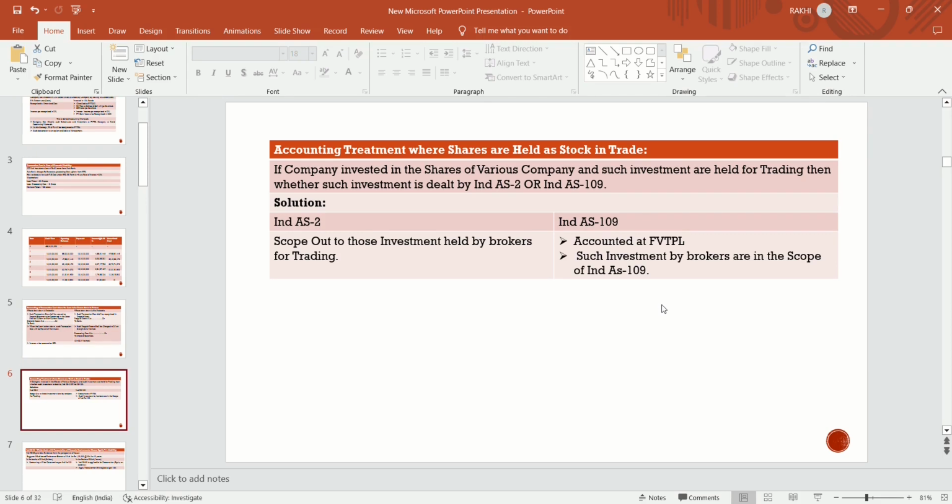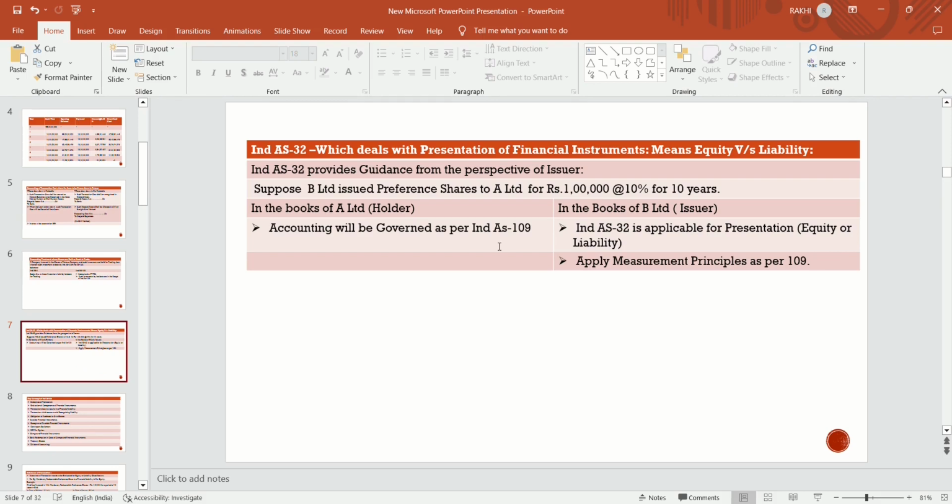So in this way the accounting treatment is done in case of shares which are held for stock in trade. So it should be recognized at fair value through profit and loss account. Now Ind AS 32 deals with presentation of financial instruments, that is, how to present the financial instrument, equity versus liability.